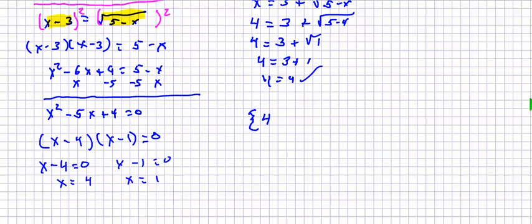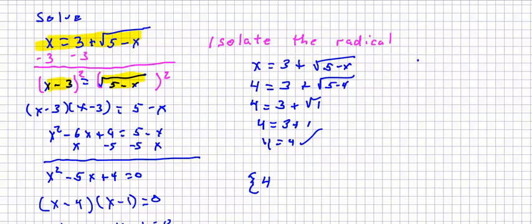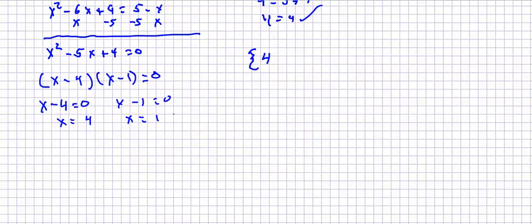All right? Now we're going to try 1. 1 equals 3 plus the square root of 5 minus 1. 1 equals 3 plus the square root of 4. 1 equals 3 plus 2. I don't think so. Those are not equal. This is not a solution. So the solution x equals 1 is garbage. We're just going to cross that out. And my final answer is x equals 4.